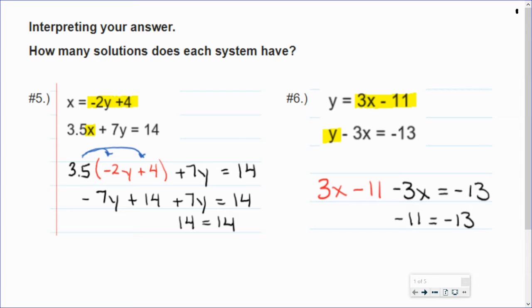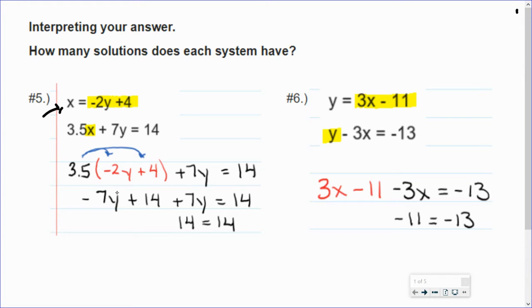So in this particular first example, number 5, we have the x solved for here. And so I'm going to put that value in for the x that's also highlighted there in yellow. So I put it in there. Everything else stays the same. So the only thing that changed is that x disappeared and I put a negative 2y plus 4 in there. Now what I need to do is use the distributive property because parentheses are bad. So I multiply 3.5 times negative 2 to get negative 7y and 3.5 times 4 to get 14. All right, everything else stayed the same.